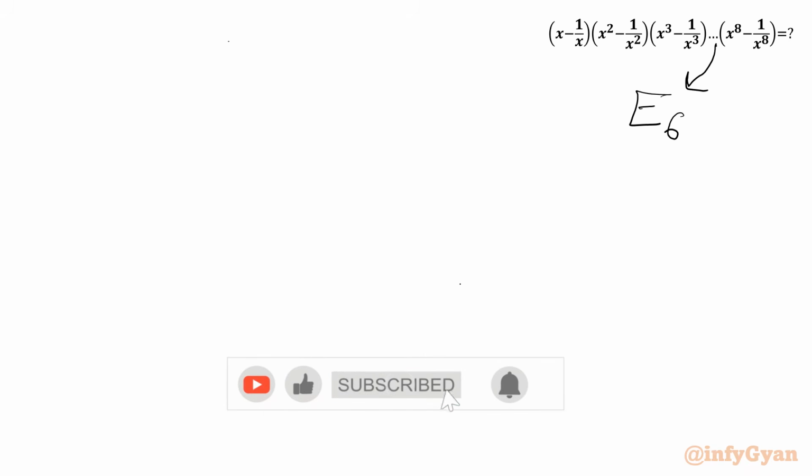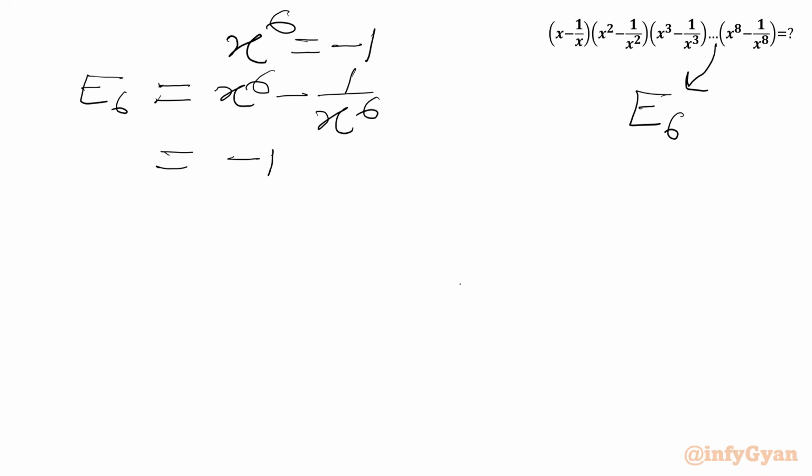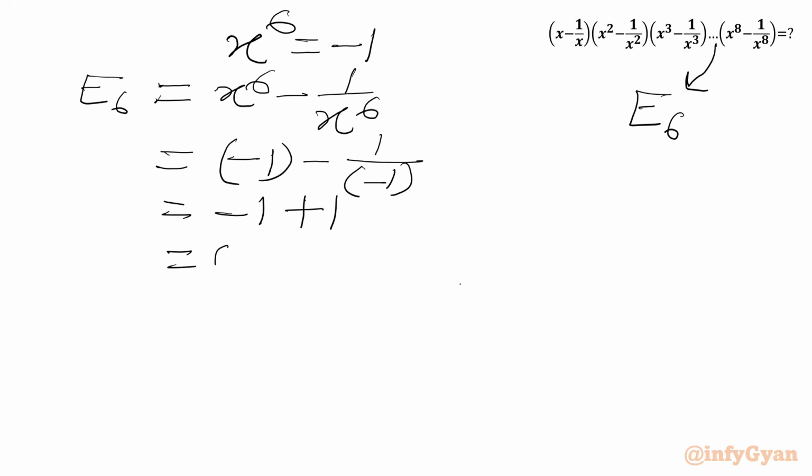Now we will consider E6. Let me write here x power 6 equal to -1, and E6 is x power 6 minus 1 over x power 6. Let's find out E6 first. So x power 6 is -1. We'll write here -1 minus 1 over -1, that is -1 plus 1, which will become 0.